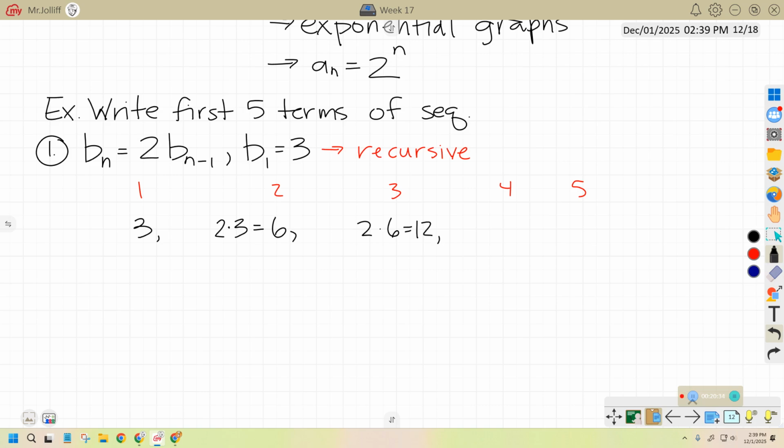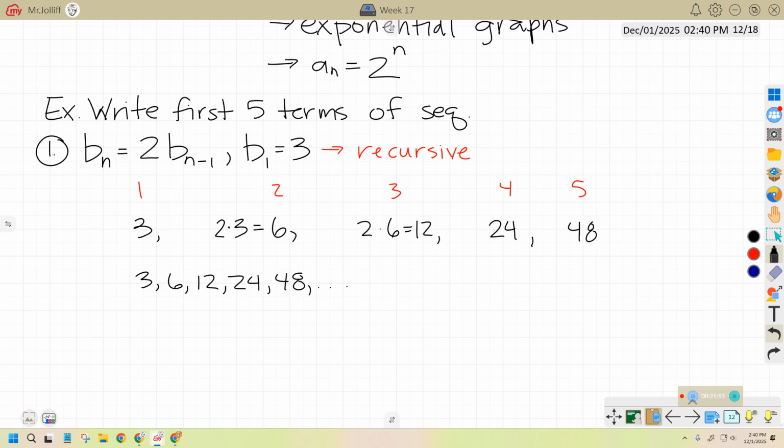Without having to write out the work, can somebody tell me what my fourth term in the sequence will be? 24. Very good. We're just doubling. 24. Next one would be 48. So this sequence is 3, 6, 12, 24, 48. I think the next one's 96. Yeah, 192. Keeps growing. Good.